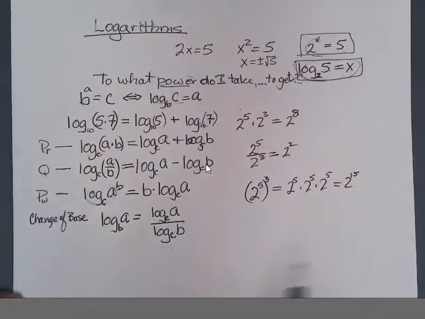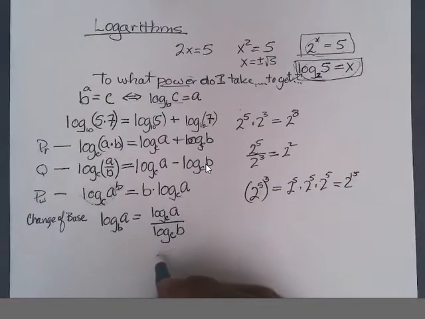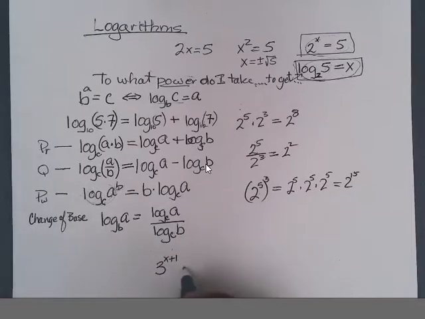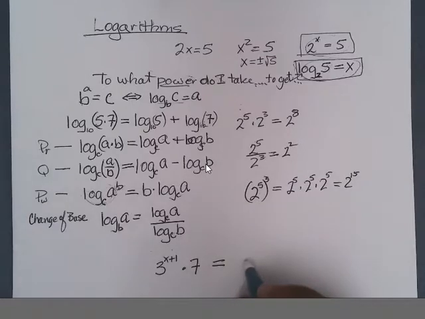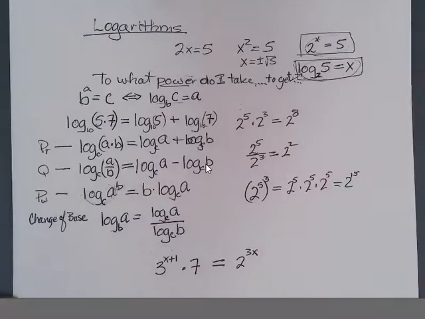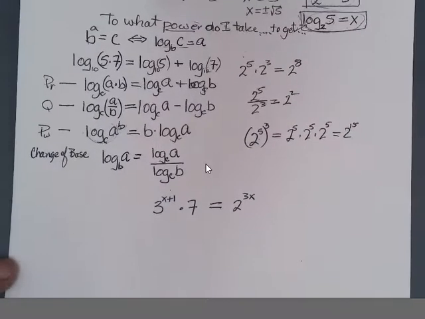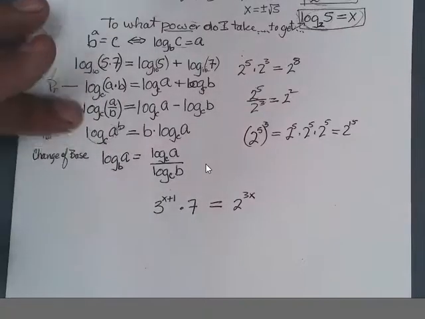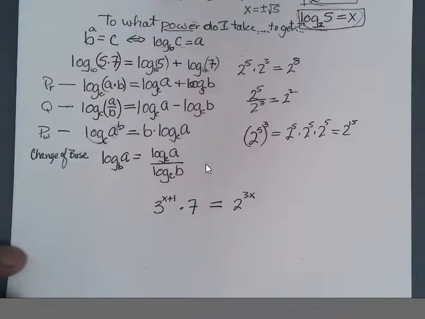Now the final thing, I gave you a problem that looked something like 3 to the x plus 1, times 7, equals 2 to the 3x. And we want to solve for x in something like this. This is the most difficult one. And we're going to use our log rules here to solve this.